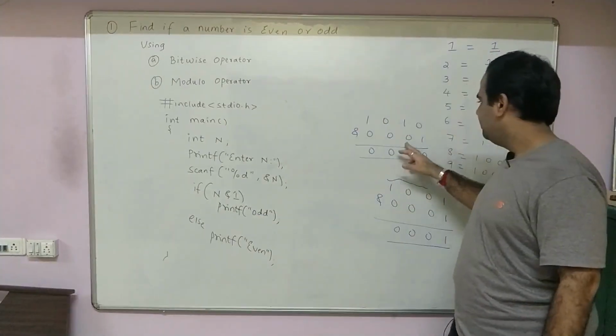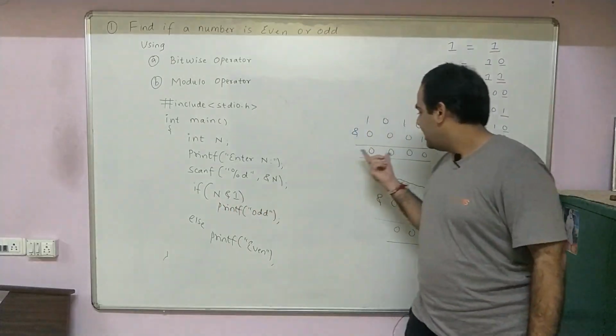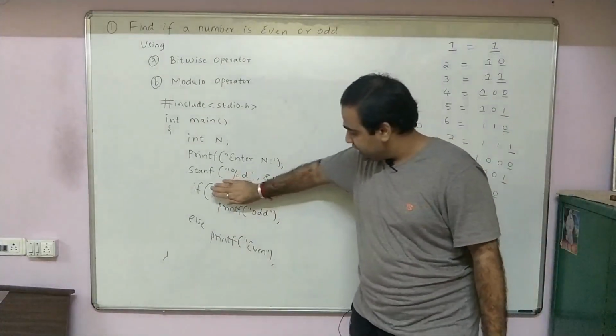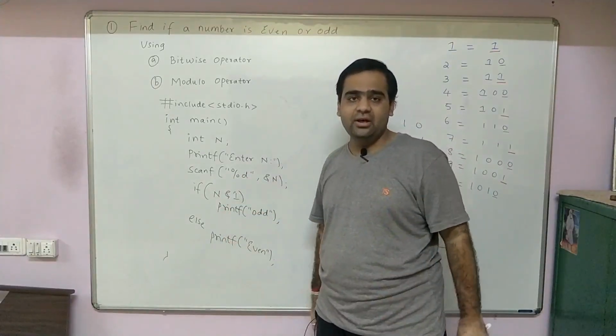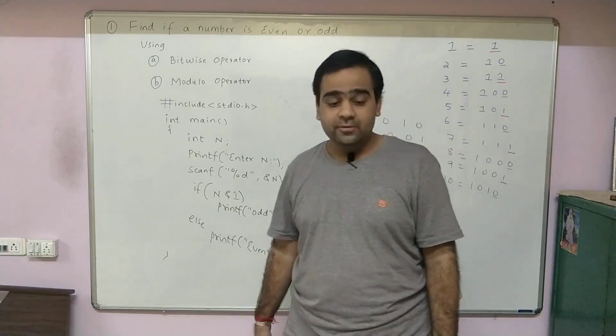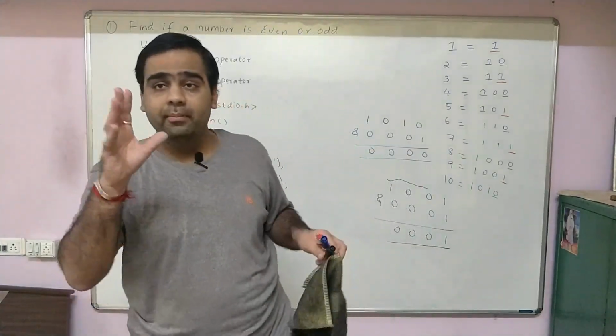Now let the value of n be, say, 10. 10 bitwise AND 1 is nothing but 0, 0 is false, do not execute this, execute the body of else and say even, and you stop the procedure. This is how we do it using the bitwise AND.